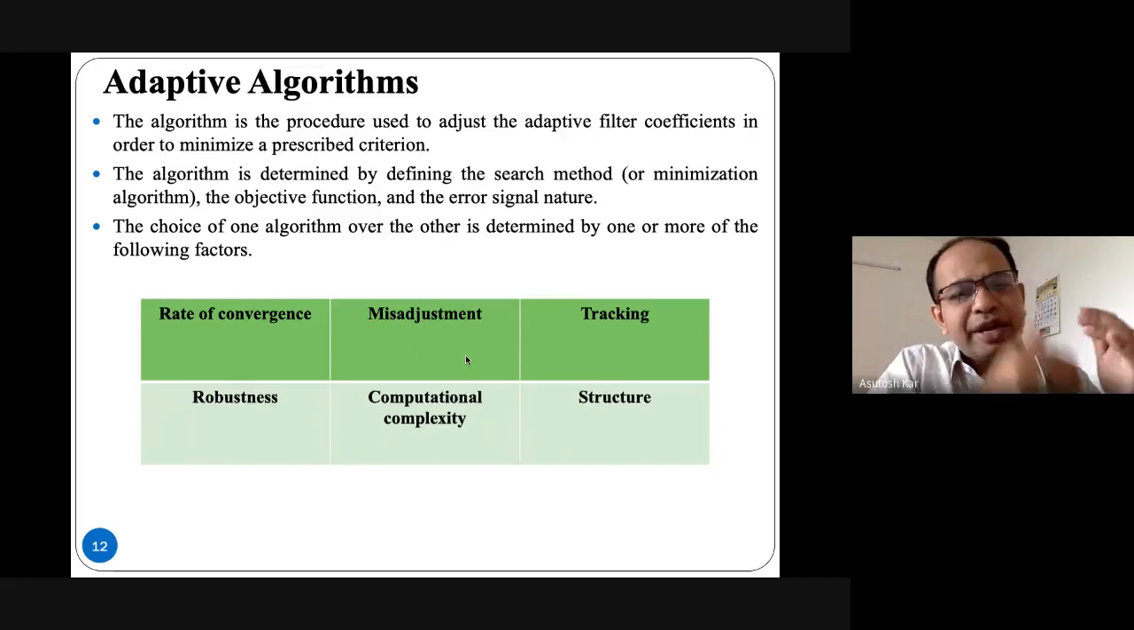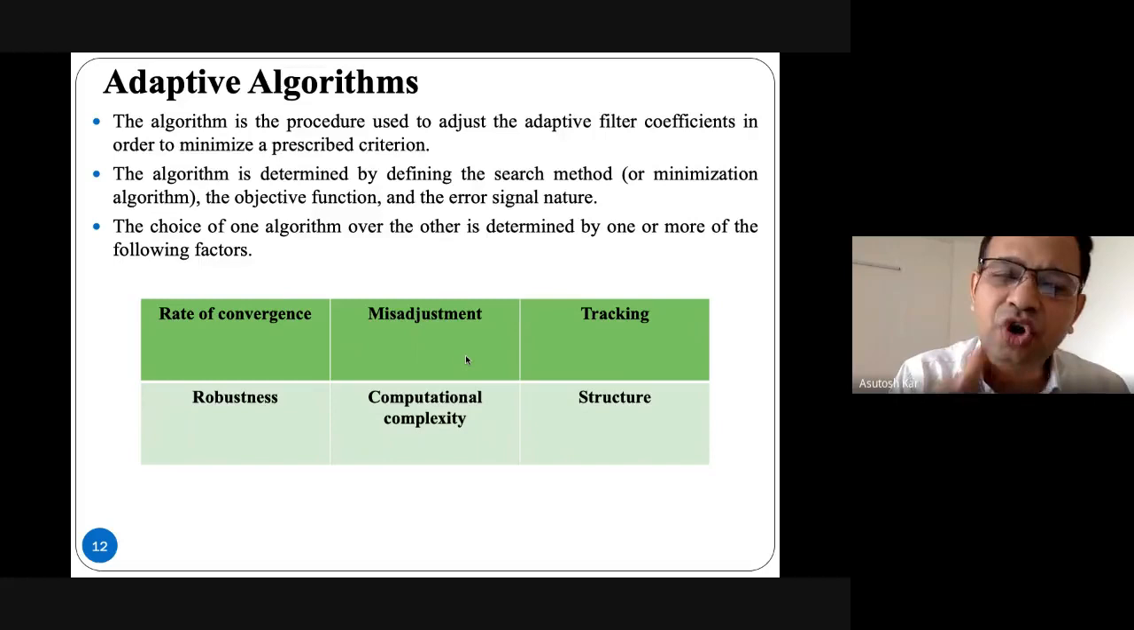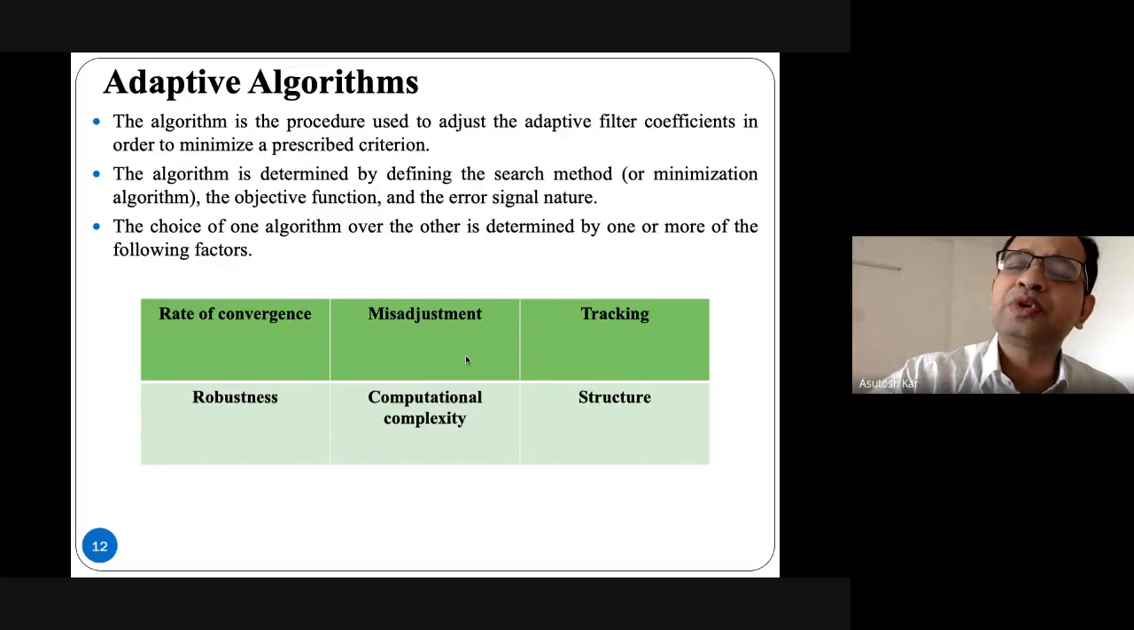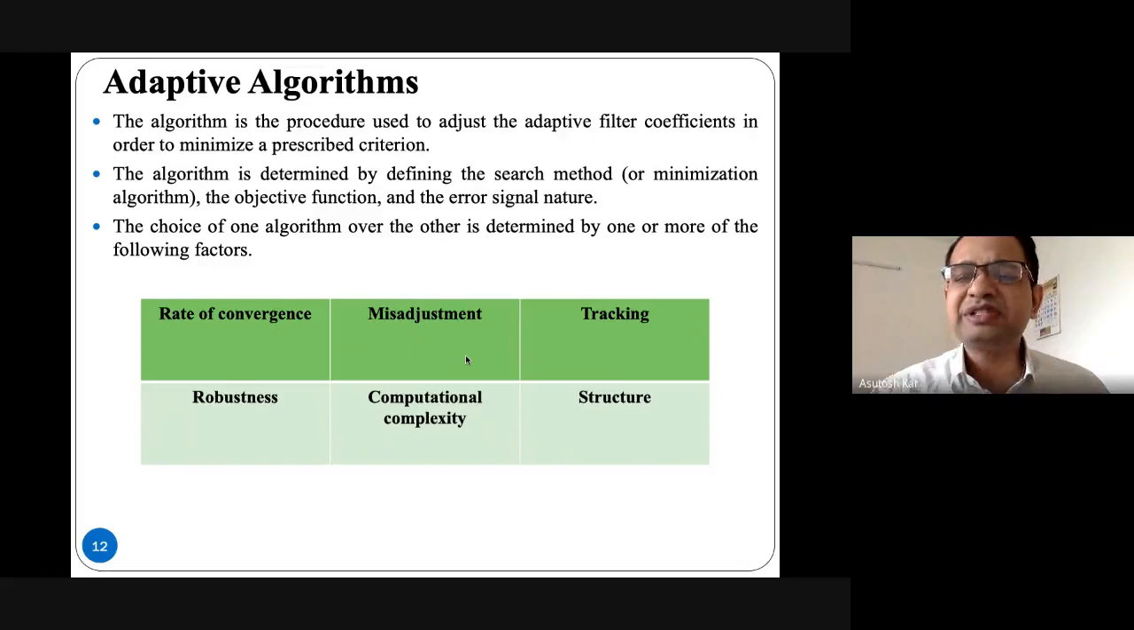The adaptive algorithm which does this has some specific parameters through which we judge the algorithm. For example, person X proposed algorithm 1, person Y proposed algorithm number 2, and I, Asutosh Kar, proposed algorithm number 3. I will say my algorithm is better than the other two. With the help of what will I tell that my algorithm is actually better than the others? These are the parameters.